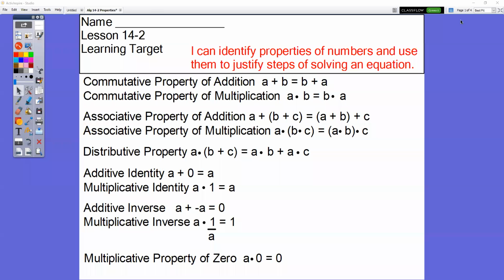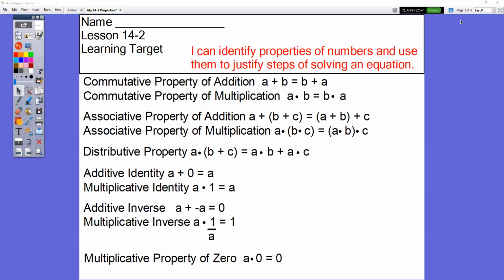So this is the lesson for 14-2. What we're dealing with today are properties of numbers. There's about, I'd say, roughly 12 to 13 different properties that you just have to memorize for the Regents exam.